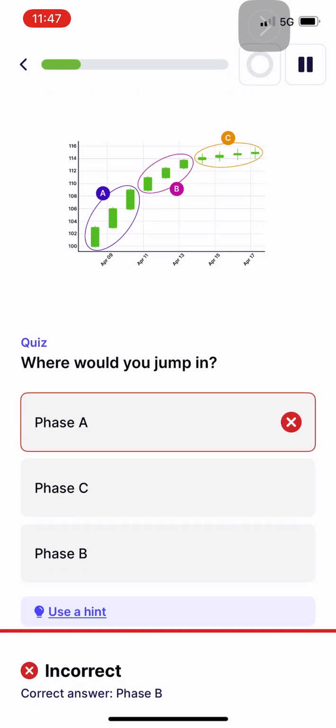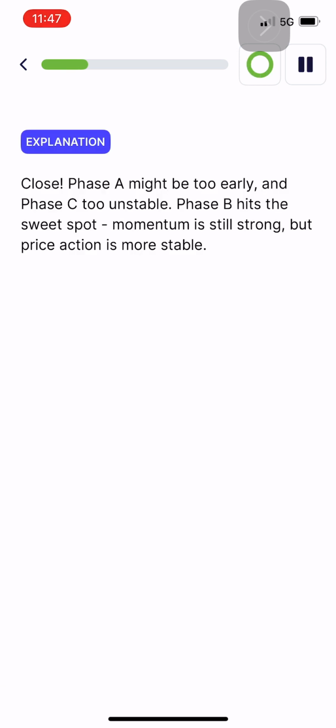No, the correct answer was Phase B. Close. Phase A might be too early and Phase C too unstable. Phase B hits the sweet spot. Momentum is still strong, but price action is more stable.